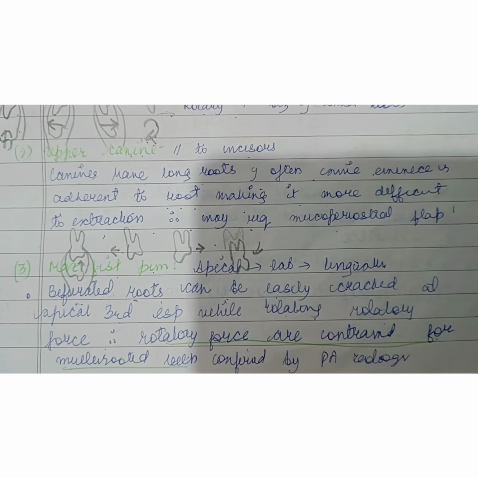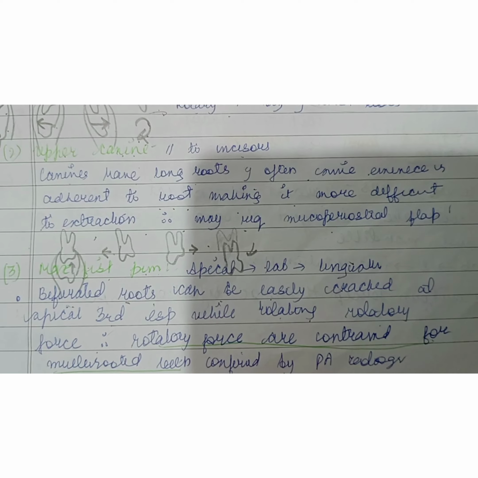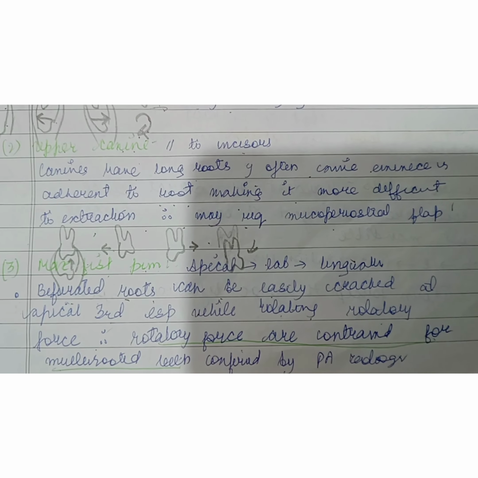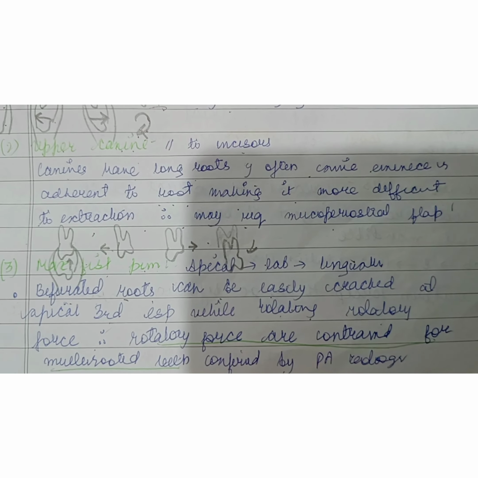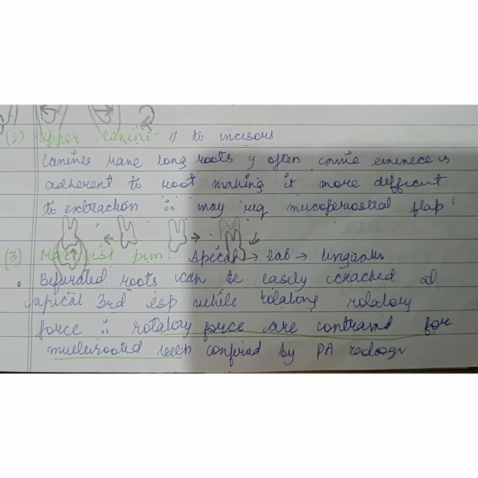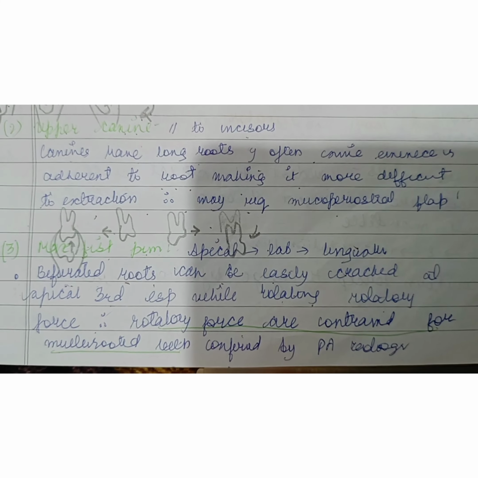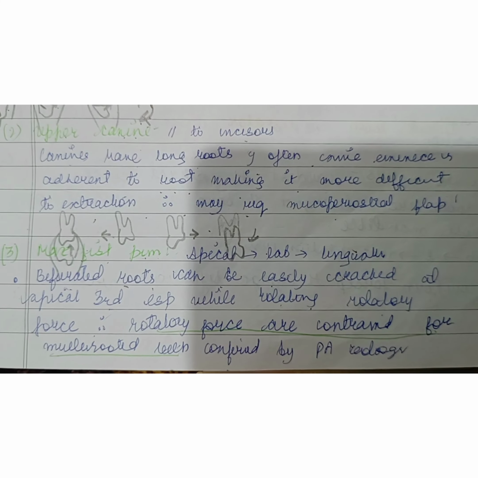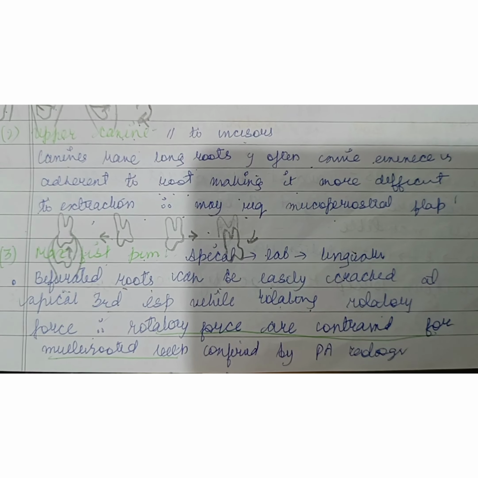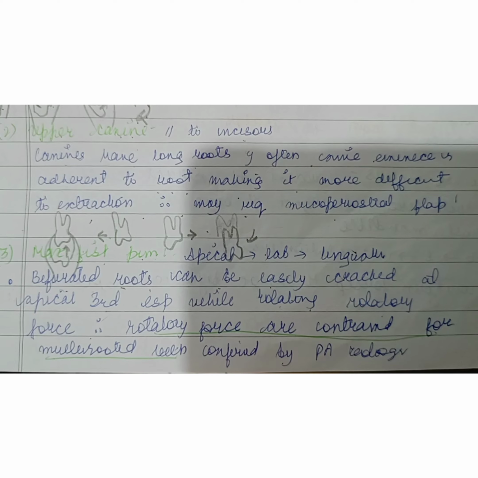Coming on to the maxillary first premolars, we know these teeth have two roots. So the force application will be first apical, then labial, and then lingual, and no rotary movement, because bifurcated roots can be easily cracked at the apical third, especially when rotary force is applied. Therefore, rotary forces are contraindicated for multi-rooted teeth, which is confirmed by the panoramic radiograph.